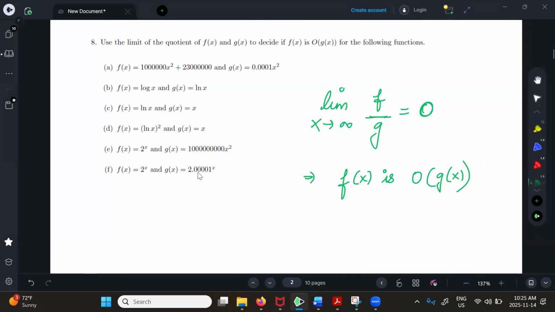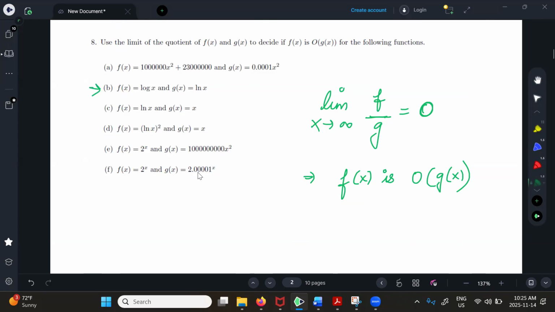Now look at this one. Polynomials are weird. Polynomials behave differently. They are order and big O at the same time, right? If you see polynomials of the same power, you can ignore this limit definition. But let's look at a question which is not a polynomial, like this one.